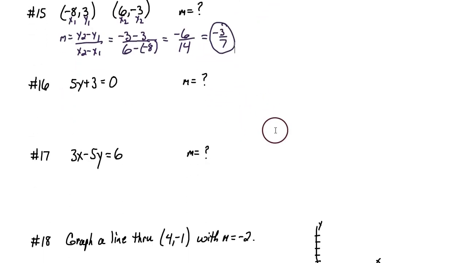Number 16, we want to find the value of M. We want to find the slope. This equation only has the letter y, so it's a special case. It is a horizontal line, so the slope is 0.